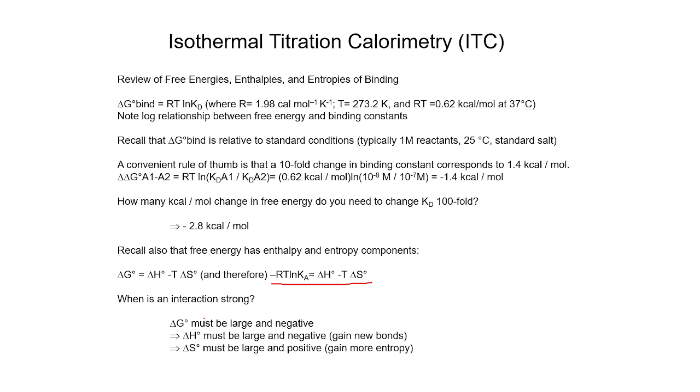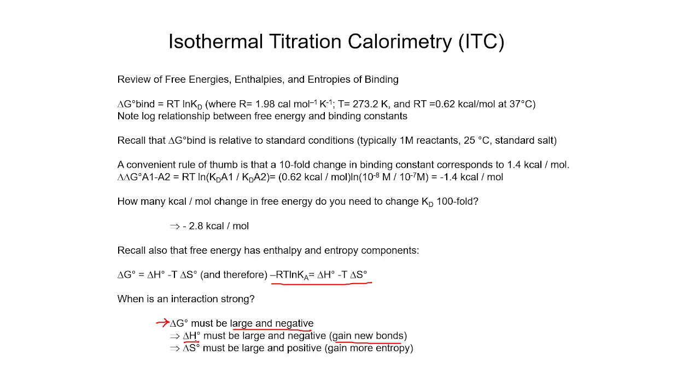So when is an interaction called strong? ΔG must be large and negative. This is one important point. Your ΔH° must be large and negative, meaning it gains new bonds, and your ΔS° must be large and positive. So this is important. This equation is important.